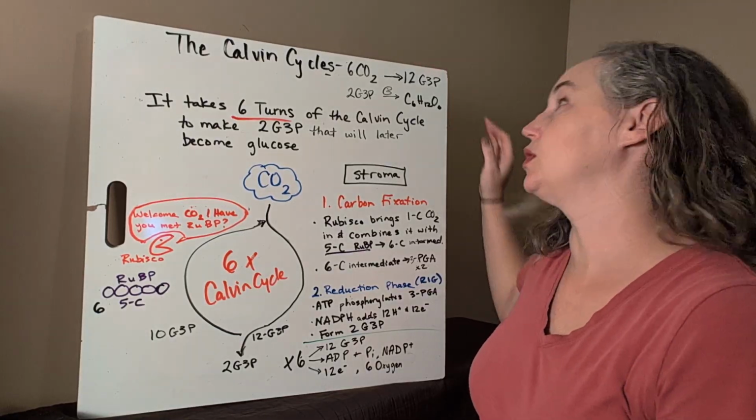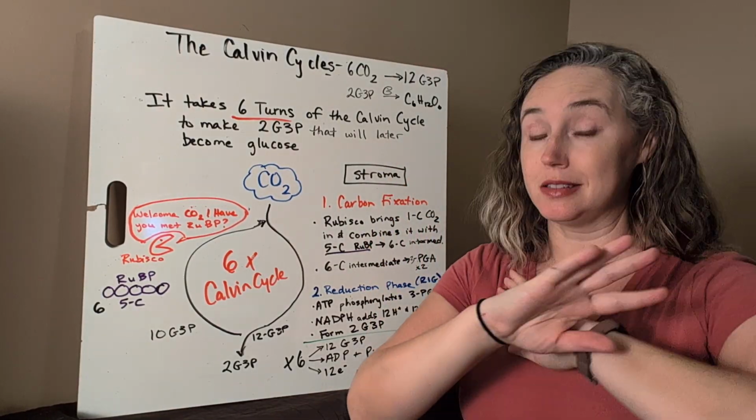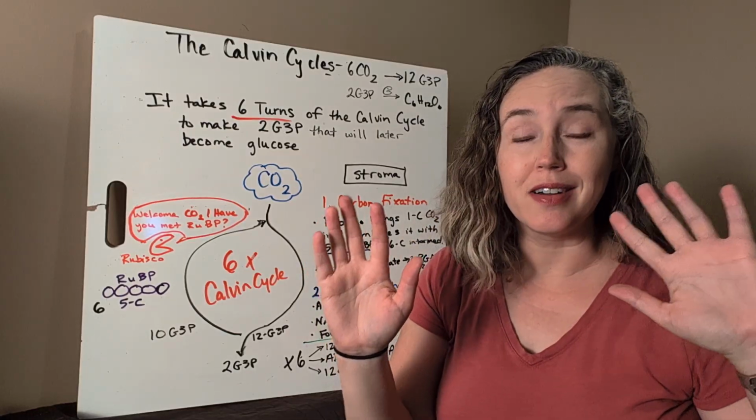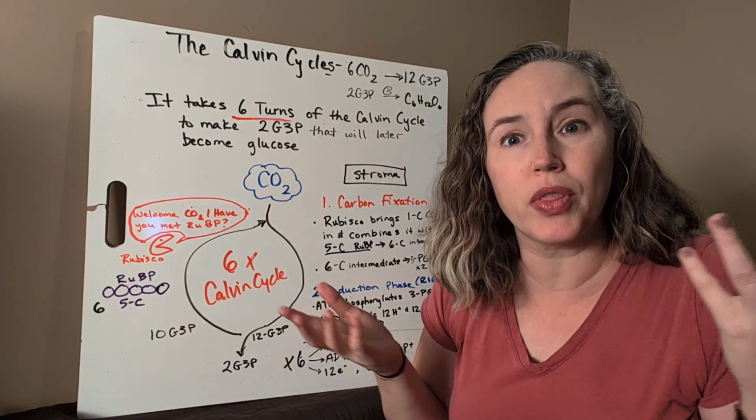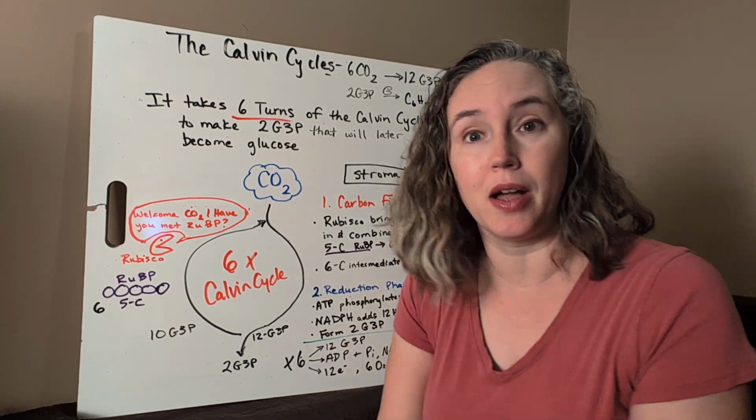Next is the Calvin cycle. Now, this is the part that your textbooks typically just kind of gloss over. And to me, this is where things were getting confusing, besides the fact that the water wasn't adding up at the beginning.